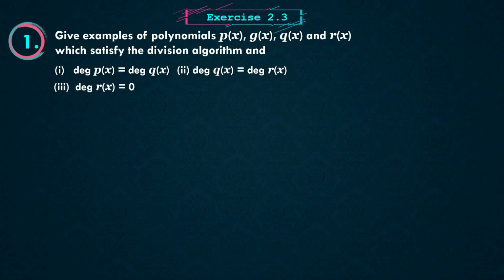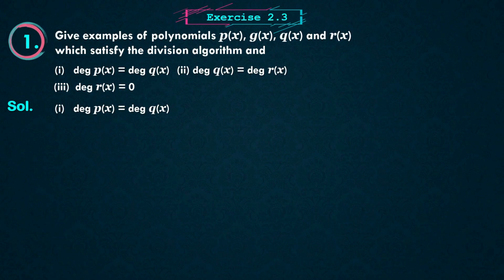Now let us look at another question from this exercise. The question asks us to give examples of polynomials p of x, g of x, q of x, and r of x that satisfy the division algorithm. First, let us recall the division algorithm for polynomials. It states that dividend is equal to divisor multiplied by quotient plus remainder.